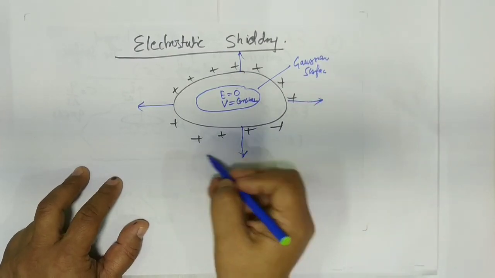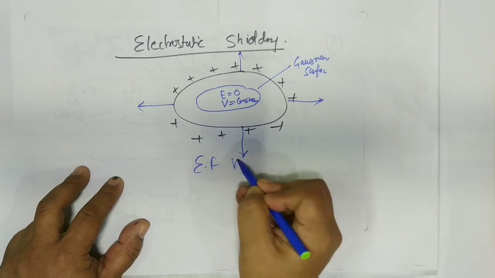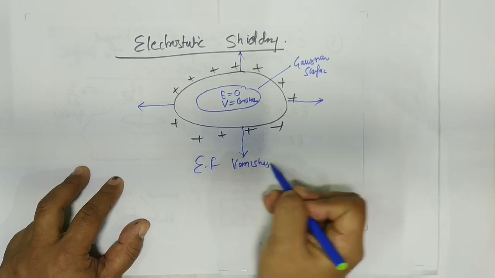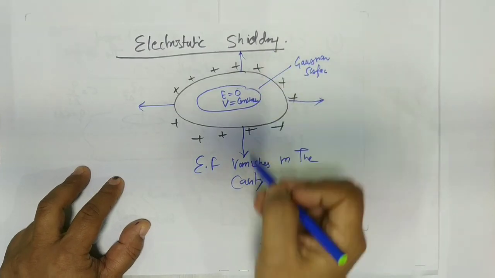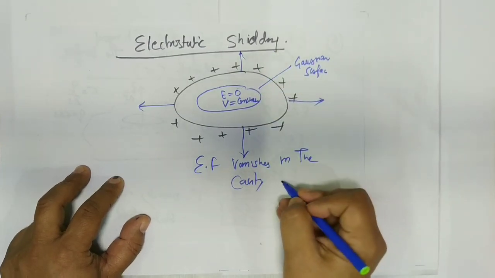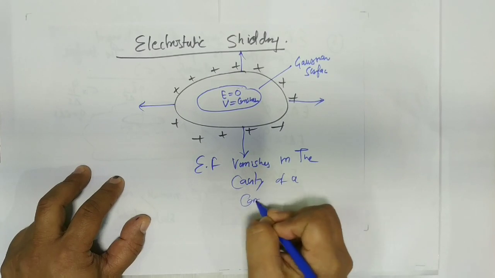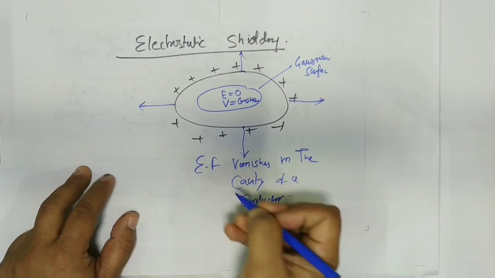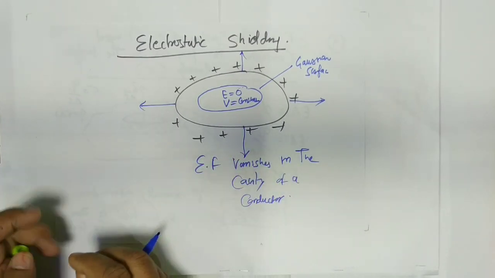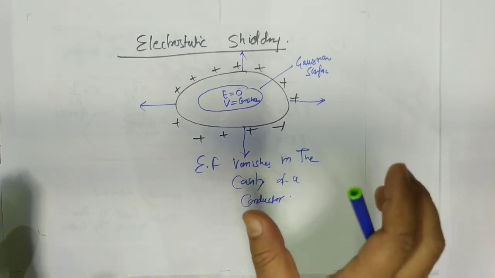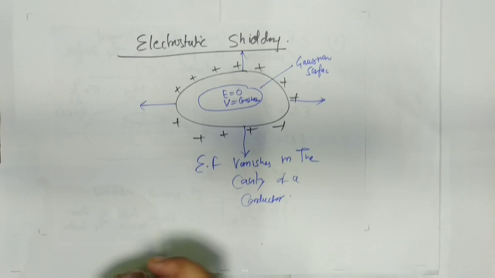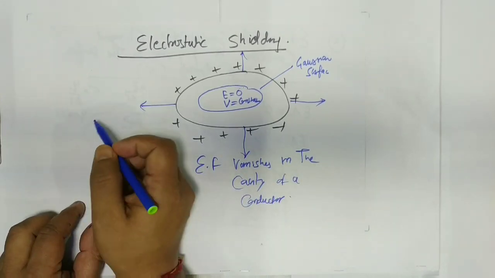So the electric field vanishes in the cavity. Why do we say electrostatic shielding? It vanishes in the cavity of a conductor. So the electric field is zero. And the phenomenon of electrostatic shielding is based on the electric field vanishing inside the cavity of a hollow conductor.